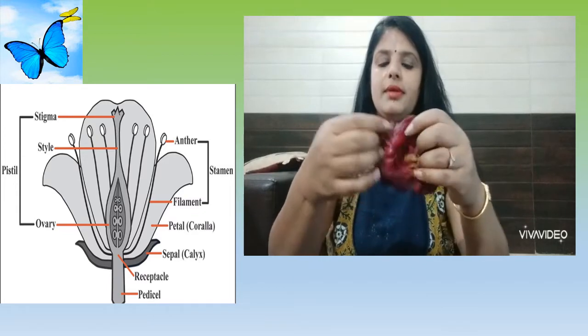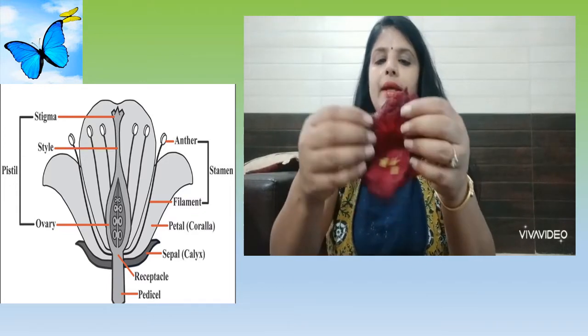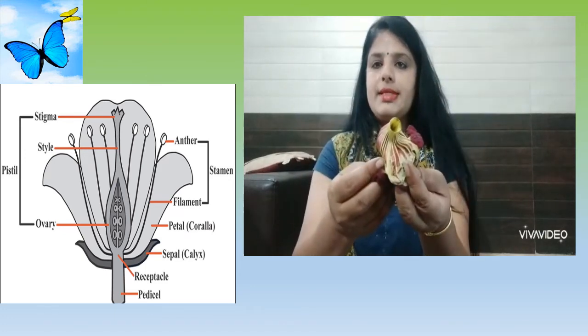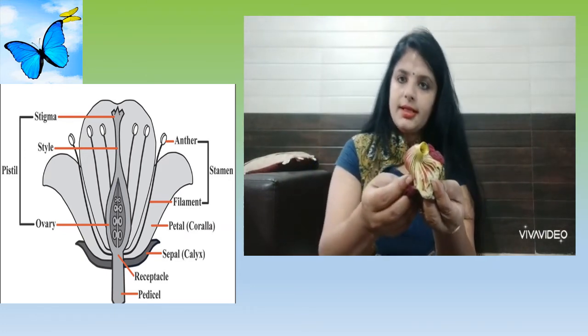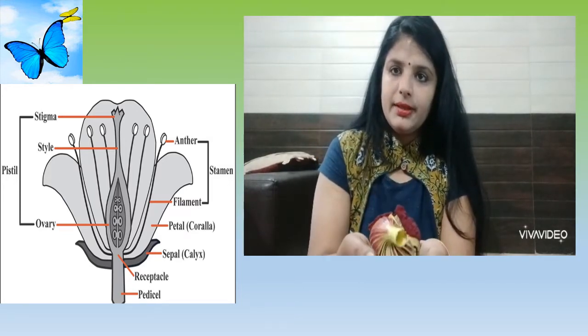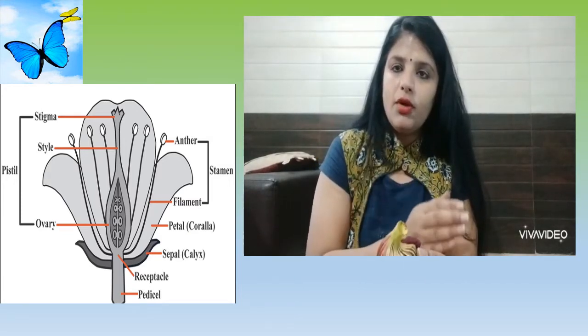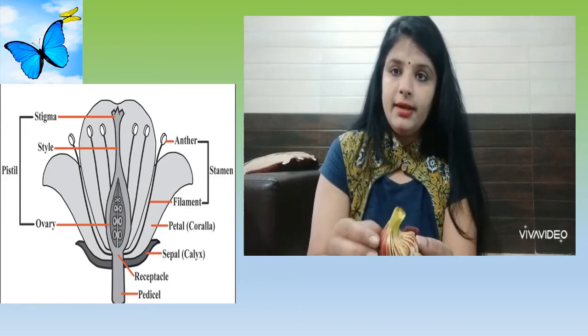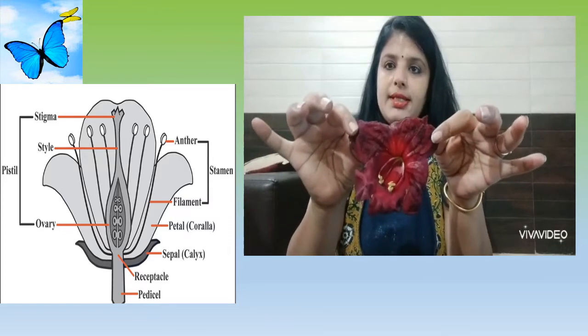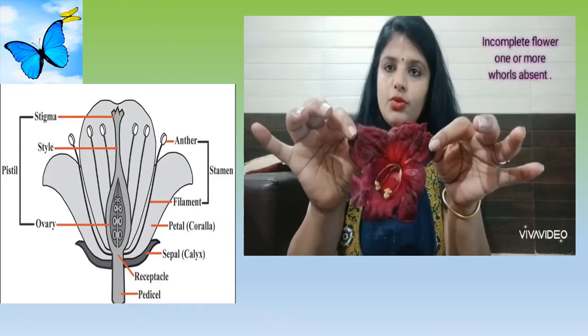These are petals, and in this flower, you can see all the petals are fused. There are no sepals. There are certain flowers that are incomplete, they do not contain all 4 whorls. So in this particular flower, sepals are not present, only petals are present, and petals are united, and this condition is known as gamopetalous.